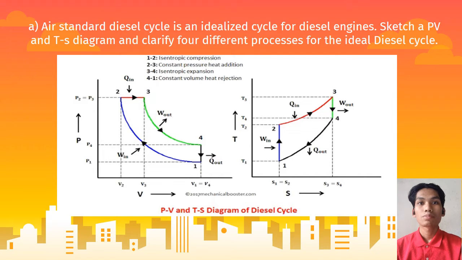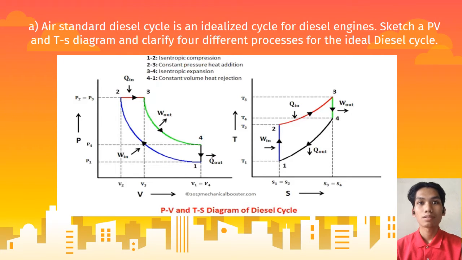The four different processes for the ideal diesel cycle: process 1 until 2, which is isentropic compression. In this process, the piston moves from BDC to TDC and compression of air takes place isentropically. Here the air is compressed, so the pressure increases from P1 to P2, volume decreases from V1 to V2, temperature increases from T1 to T2, and entropy remains constant.